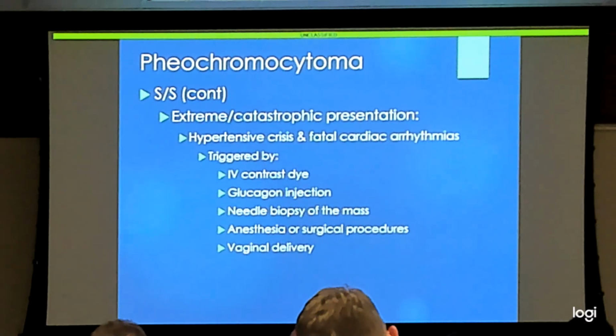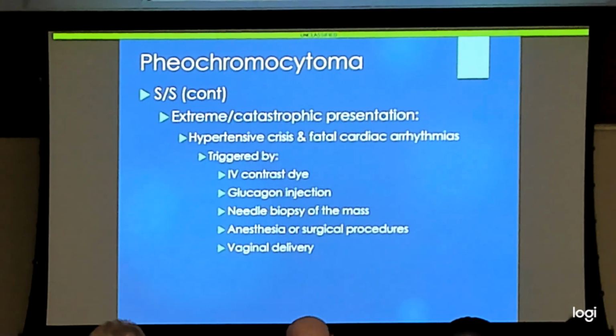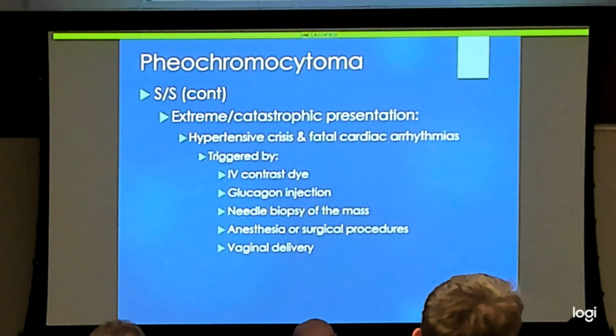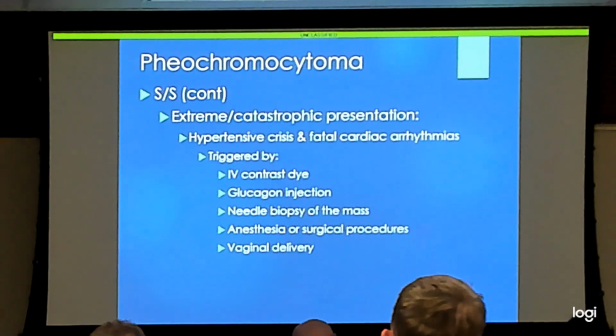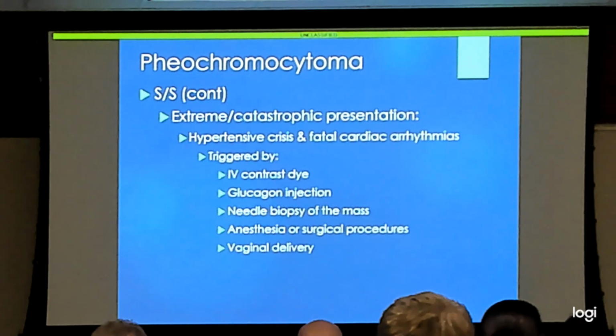Glucagon injection, why would I give glucagon to somebody? We haven't really talked about it, but if somebody is hypoglycemic, boom, easy thing to do, give glucagon. For some reason, that triggers their fight or flight and it goes buck wild. Needle biopsy of the mass is really important too, and there are reasons not to needle biopsy the mass until you have them stabilized. I'll show you the way you get them stabilized if you determine they have a PHEO.